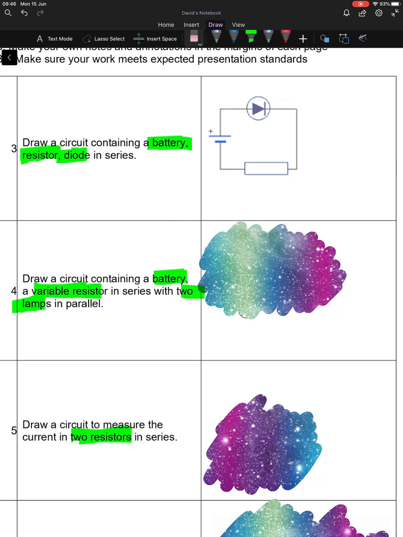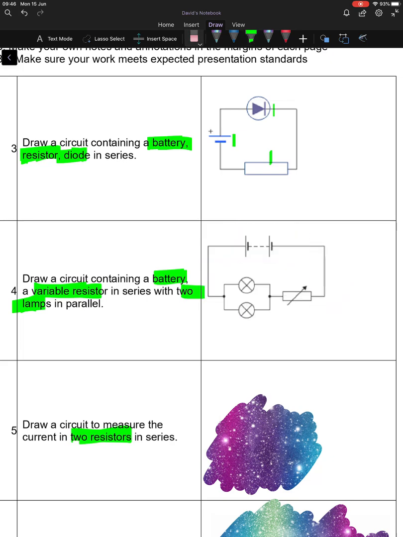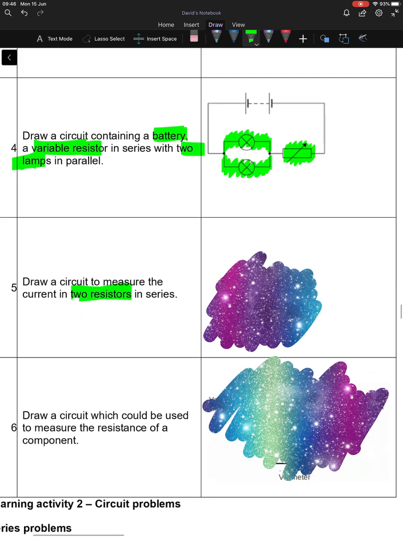Circuit containing a battery, a resistor and diode. So 3 different components. You've got a battery, you've got a resistor, and you've got a diode. In series in 1 pathway. A circuit containing a battery, a variable resistor in series with 2 lamps in parallel. So as you see, the lamps in parallel, they've got 2 possible pathways down which they could go, whereas the variable resistor is just in 1.